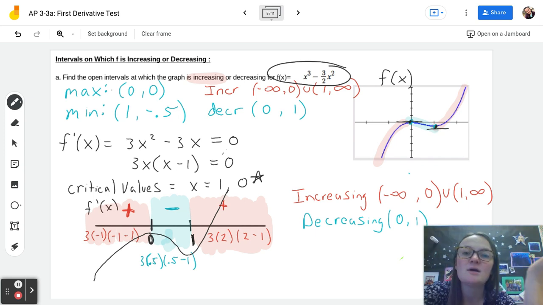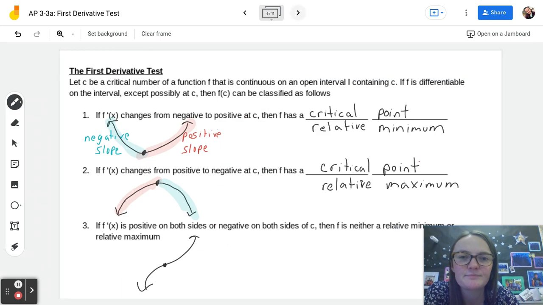That's how it works. So basically, a strategy for using the first derivative test is to, number 1, find the derivative, set it equal to 0, and put those critical values onto the number line. Remember that critical values can sometimes be where the derivative is undefined, so keep that in mind. And then use testing points to determine if the value would be negative or positive. From there, you can find if it's increasing or decreasing.